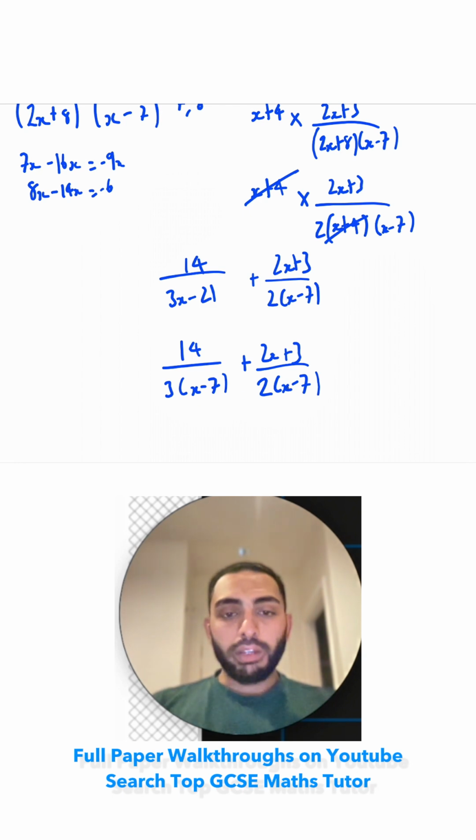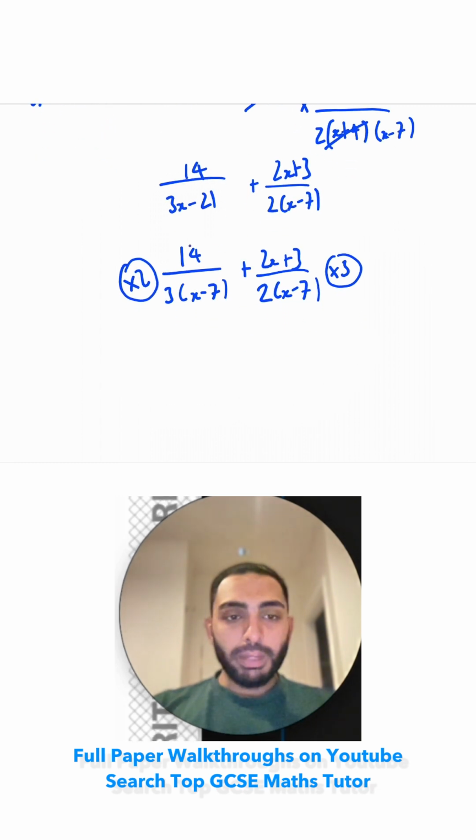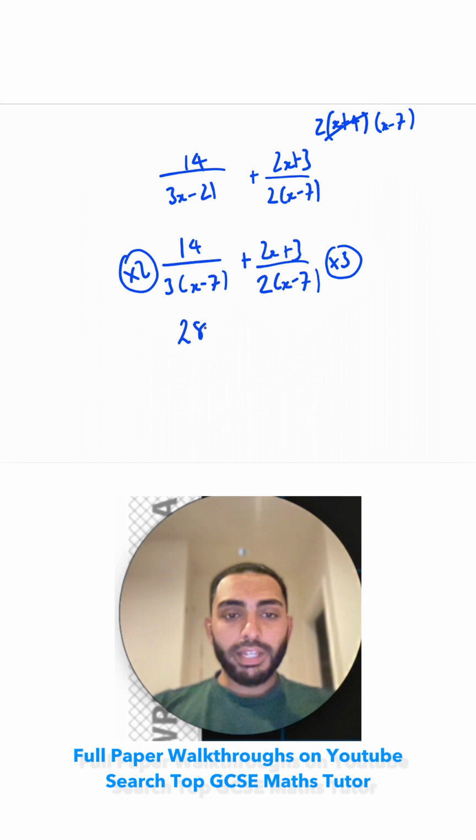So now I'm looking to add these two fractions, so I need common denominators. I've got this x minus 7 that's already common, so I need to try and make this 3 and this 2 the same. What's the lowest common multiple of 3 and 2? That'd be 6. So I want to get this left one to 6, so I'm going to multiply everything by 2. I want to get this right one to 6, so I'm multiplying everything by 3. If I multiply everything by 2 here, I get 28 over 6 bracket x minus 7, plus multiplying everything by 3, so it's going to be 6x plus 9 over 6 bracket x minus 7.